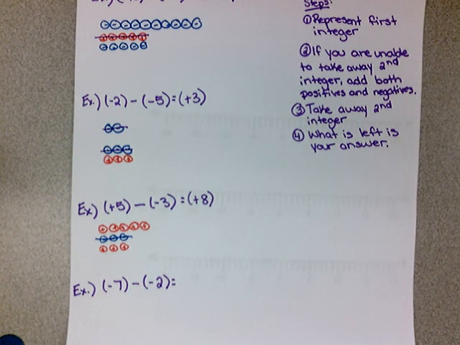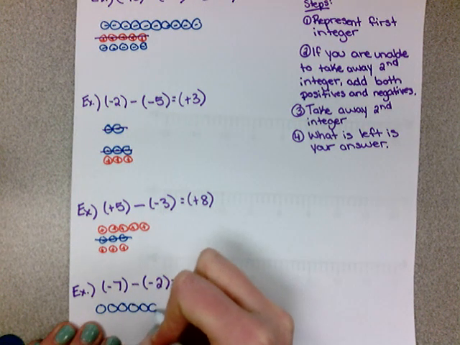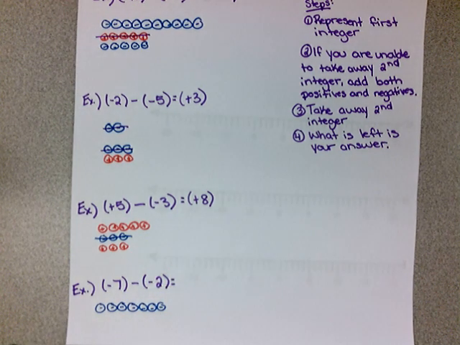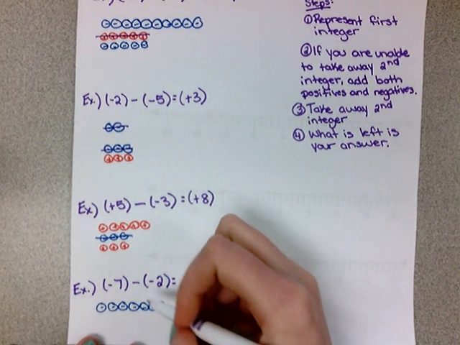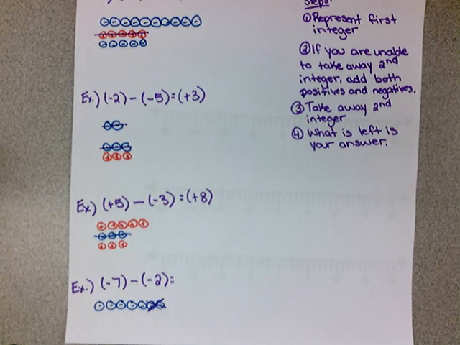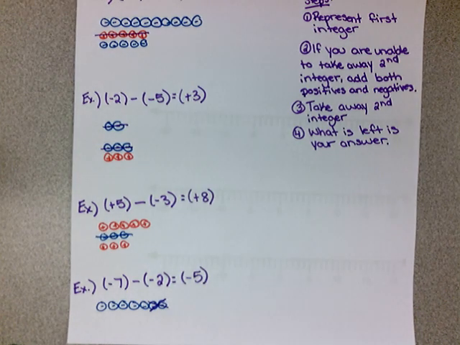All right, and then for the next one, we have negative 7. So we draw out our negative 7. We need to take away negative 2. Now in this case, there is negative 2 there to take away. So we just cross out 2 of them. And we have negative 5 left over. So that would be our answer.